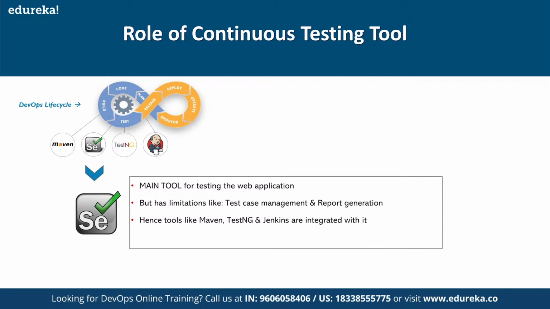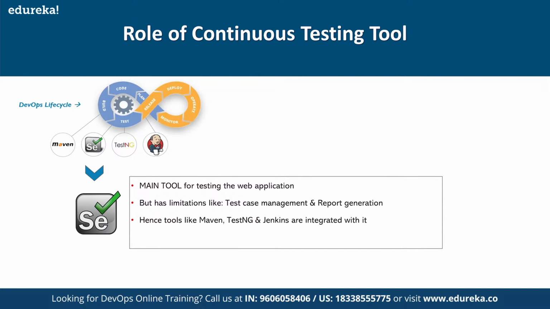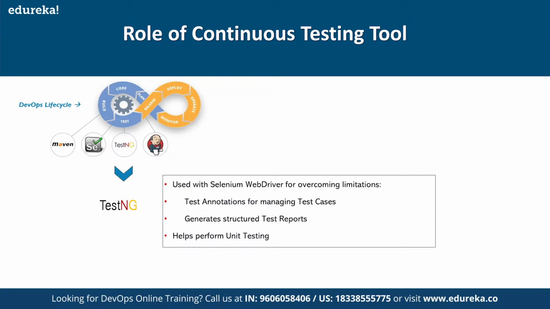Selenium is the test tool. Maven is the build tool that resolves dependencies, that builds your application. For example, I want to build my application that requires some Java class. So that Java class will be pulled by Maven. Selenium will go and perform testing, and then TestNG.